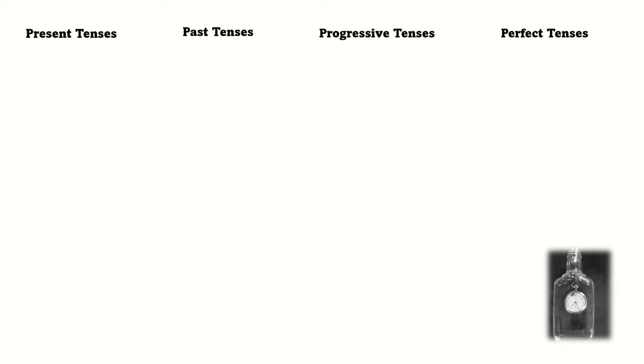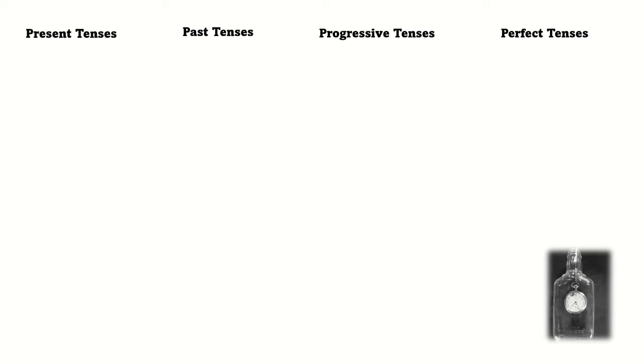In the English language, you know there are so many tenses, right? But actually, those tenses comprise these four main categories: the present, the past, the progressive, and the perfect. Actually, there is one more category, the future, but we are not going to discuss it. That's what we will be discussing next week.